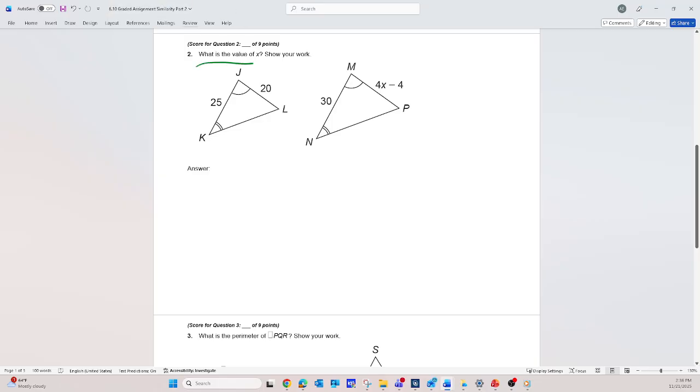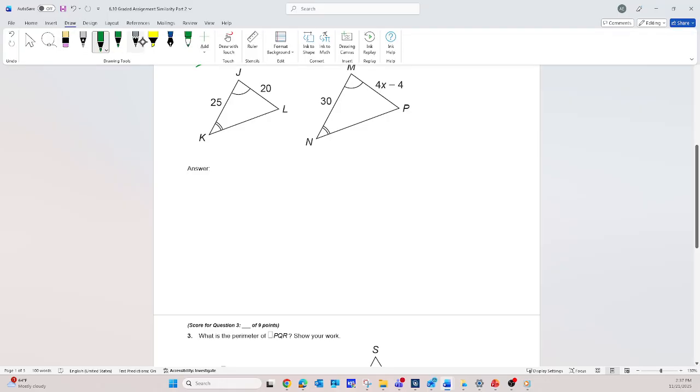Now let's take a look at problem number 2. What is the value of X? Show your work. So let's take a look at what we have. We have triangle JKL. So let me write it here. Triangle JKL. And then let's take a look at what is congruent.